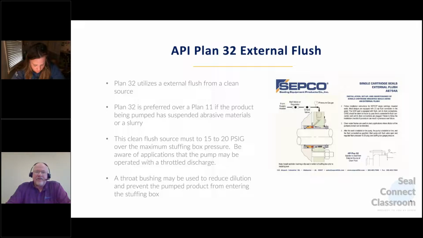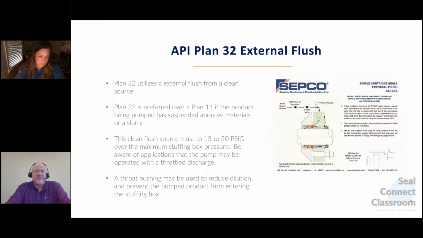This Plan 32 is a very inexpensive way to run mechanical seals in slurries where you don't really want to run a double seal and go to the expense of running a double seal. Because in slurries, you got two choices. You run a double seal and put barrier fluids on the double seal, or you can run a single seal and use a flush and restrict the flow of the slurry back into the box. So that's your two options.